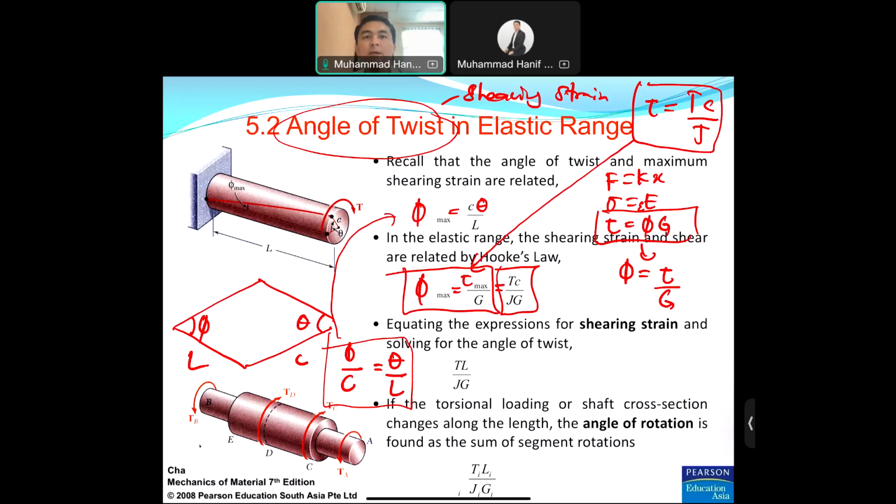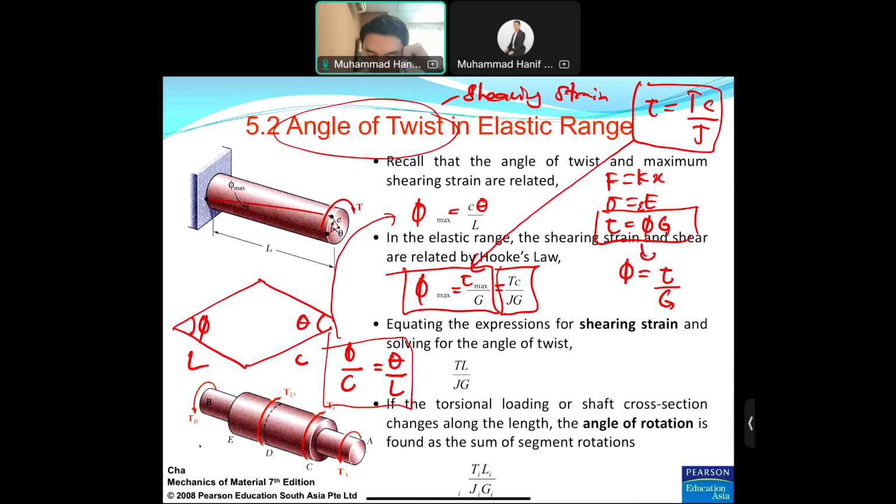So this is the equation of the angle of twist. Normally you have to understand those two terminologies. Angle of twist is similar to shearing strain. Sometimes we ask for angle of twist, sometimes we ask for shearing strain, so it will be tricky for you.